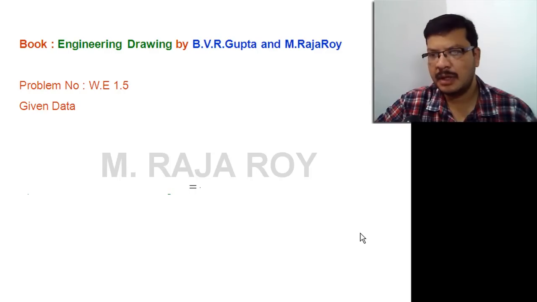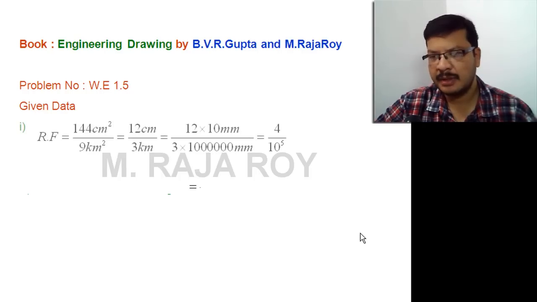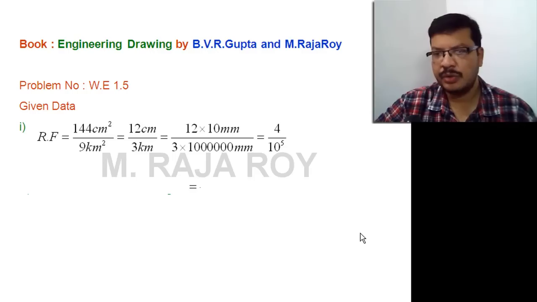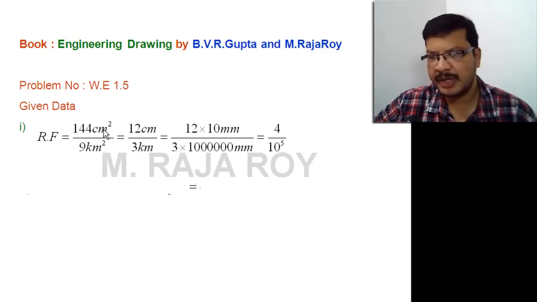In this tutorial, I am going to explain a Vernier scale problem. The given data for this problem is as shown here. To calculate the RF value, drawing area and actual area are given. When the areas are given, to calculate the RF value, take the square root to get the lengths. So here, after taking the square root for both numerator and denominator, this is the drawing length, this is the actual length. After simplifying this, RF value is obtained as 4 by 10 to the power of 5.